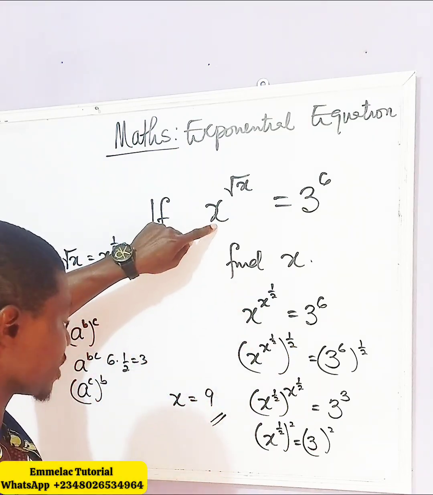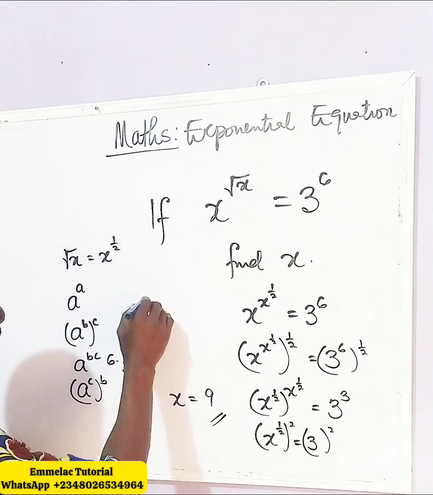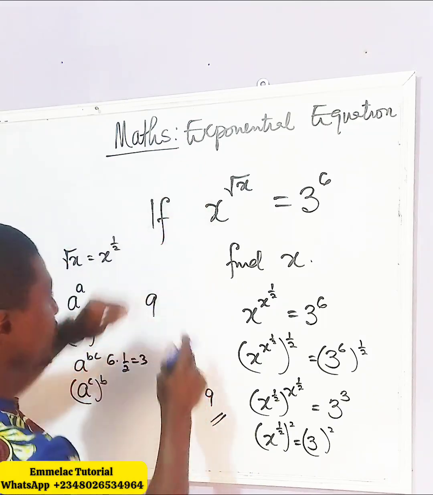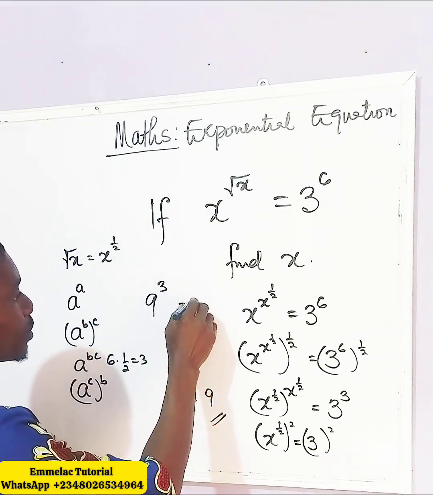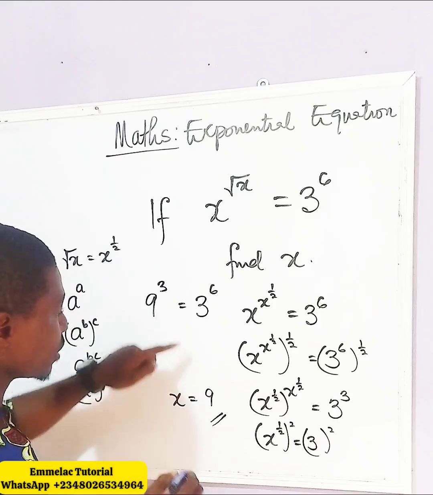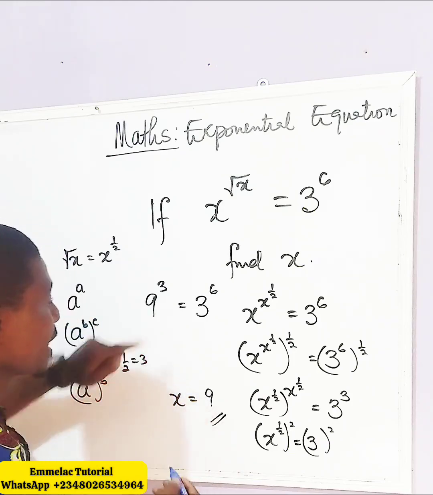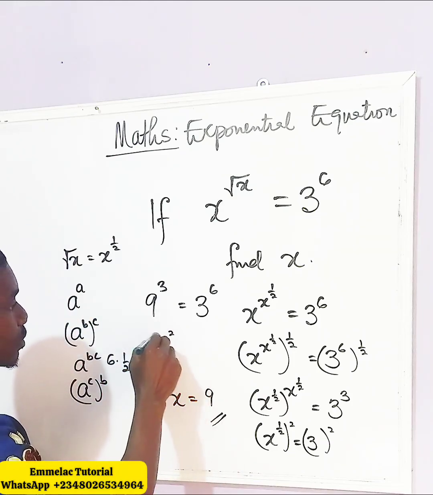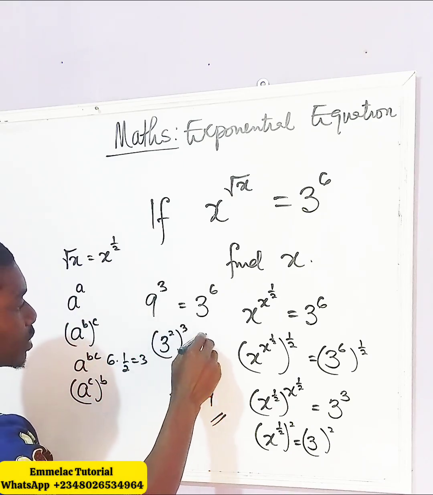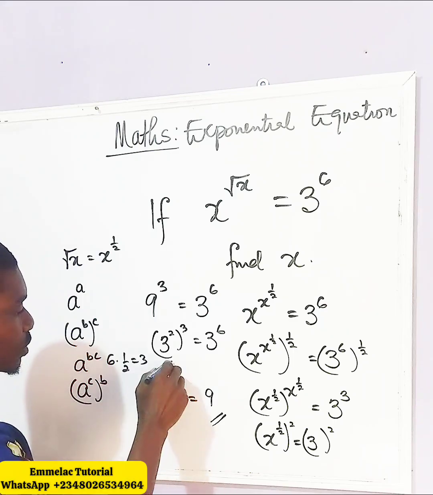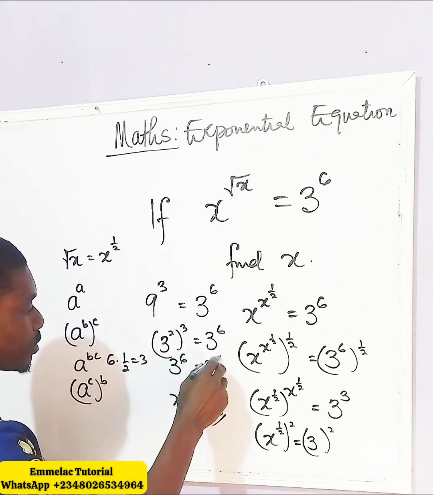And if you look at it, this is 9. If you put 9 here, then the square root of 9 will give us 3, then giving us 3 raised to the power of 6. You can actually reduce this to a base of 3. So here you have 3 raised to the power of 2, all raised to the power of 3, equals 3 raised to the power of 6. Now giving us 3 raised to the power of 6 equals 3 raised to the power of 6.